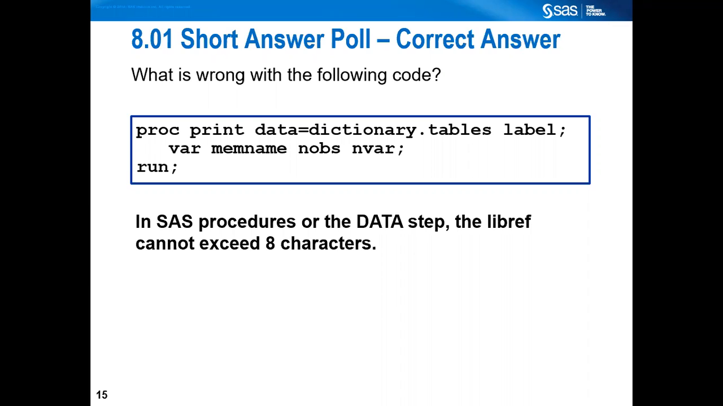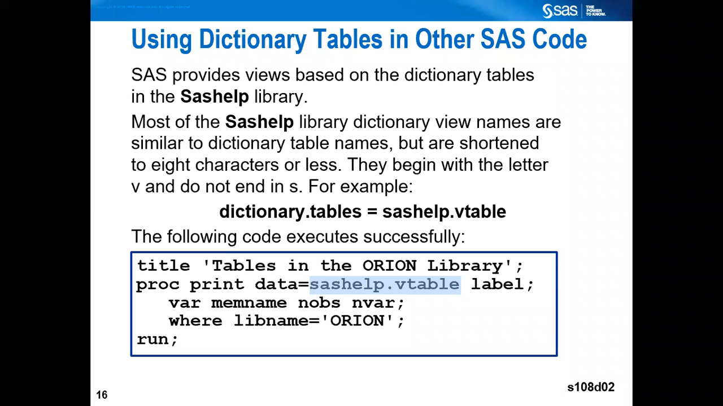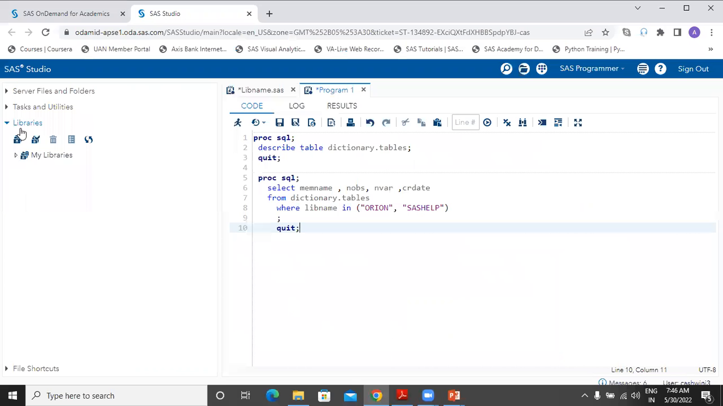Okay, so that's the hint, that whenever we want to query that metadata by using base SAS steps, either proc or data step, you cannot use the concept of dictionary. Here we can use the same information with the help of the session's metadata views. So that's what it's telling. So using dictionary tables in other SAS code, that is other than your Proc SQL, that is your base SAS code. SAS provides views based on dictionary tables in a library called SASHELP. So all your session's metadata is saved in the library SASHELP.